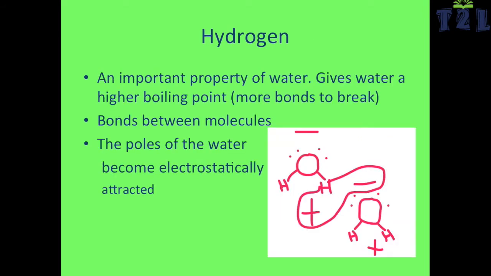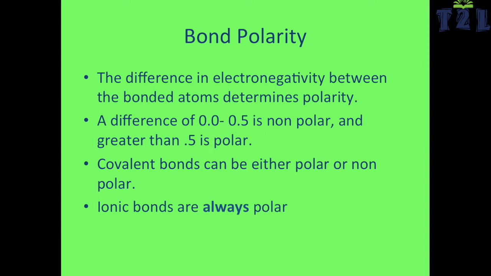Next, hydrogen bonds. Hydrogen bonds are a very specific aspect of water, although they occur in other substances such as hydrogen fluoride. It is between two poles of the molecule.